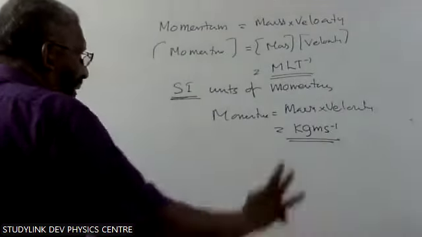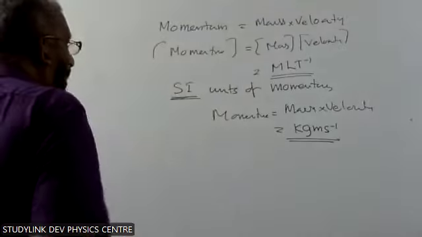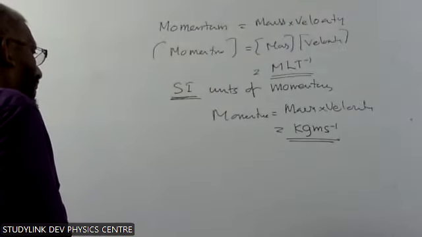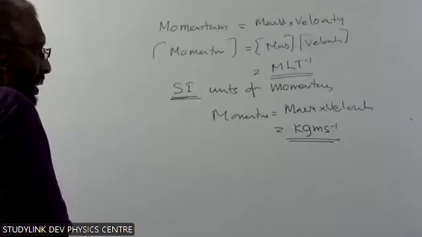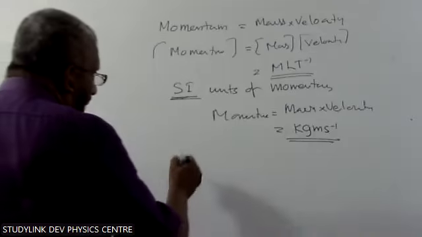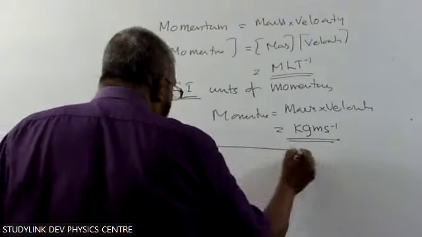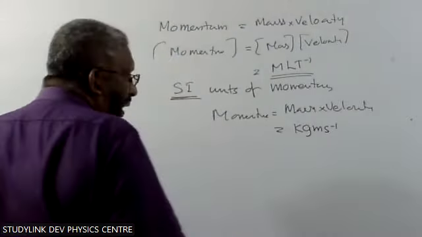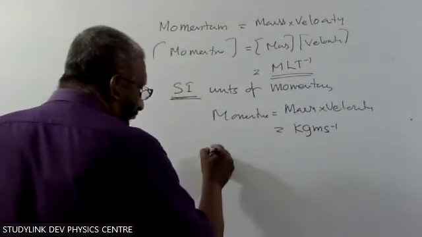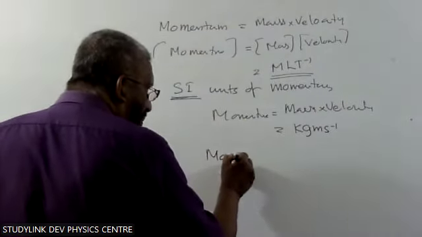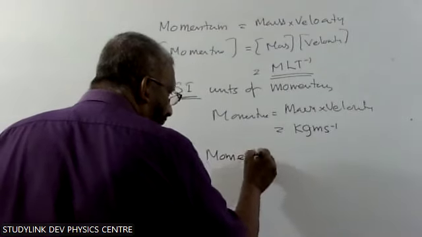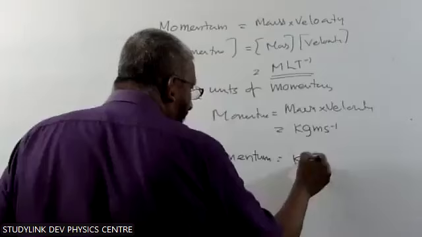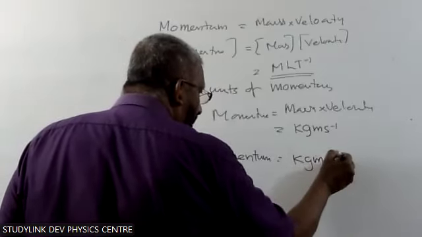Right. kg m s minus 1. That is momentum. Now we'll come to another one. Here I'm writing the same, because for MCQs, they are asking questions related to momentum units. SI unit kg m s minus 1.